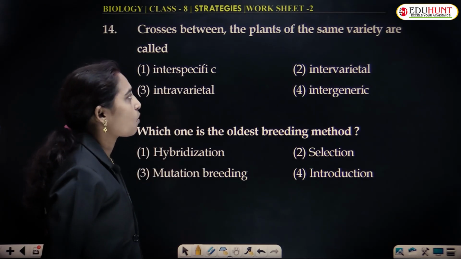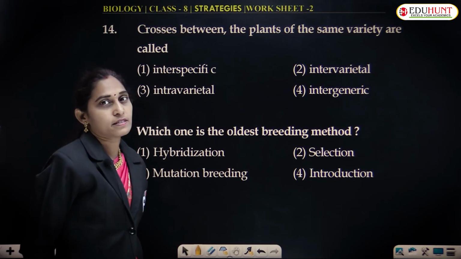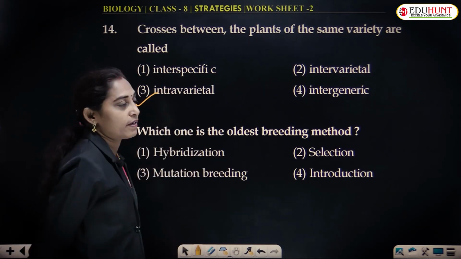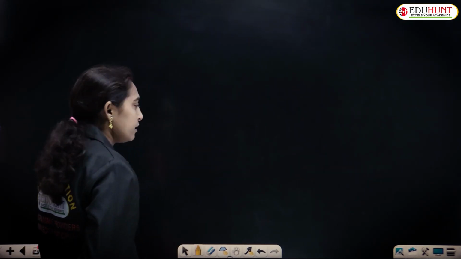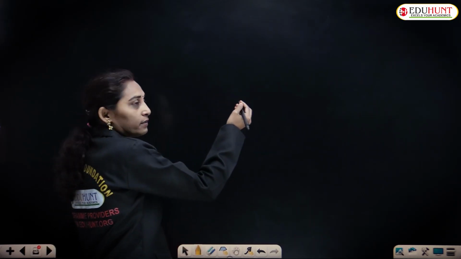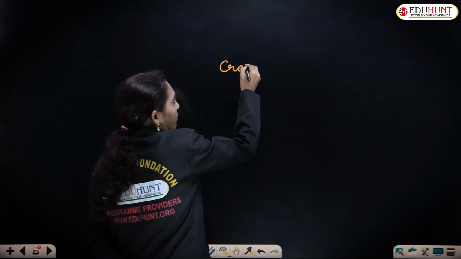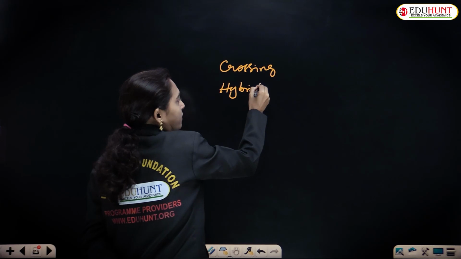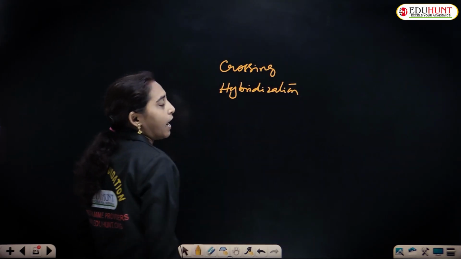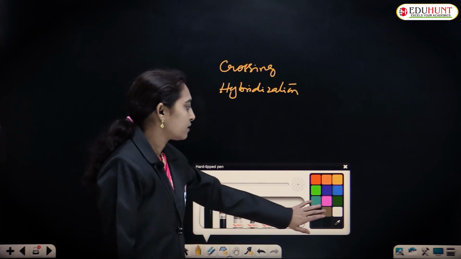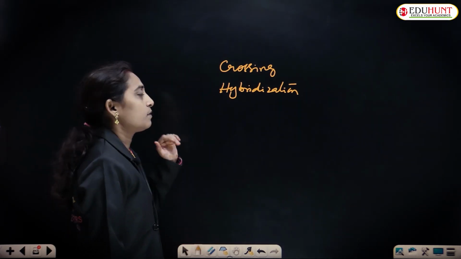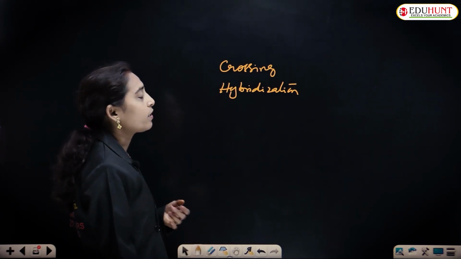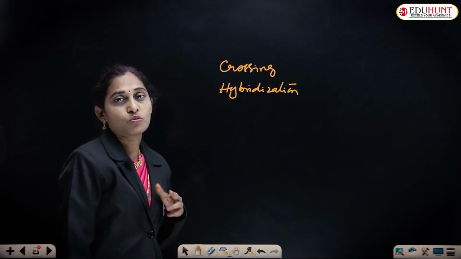Crosses between the plants of the same variety are called... Same variety is known as intravarietal. For this, I have to tell you something. There is a crossing, or hybridization. Hybridization means crossing two different parents to yield a better progeny. That is called hybridization. For this purpose, we cross two individuals.